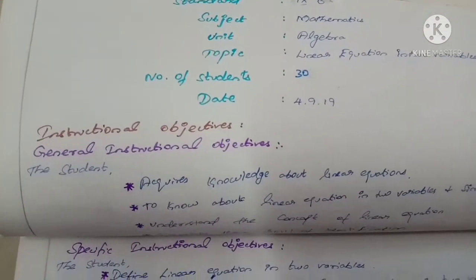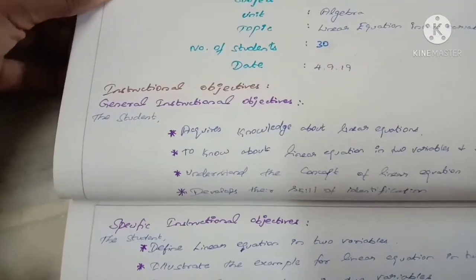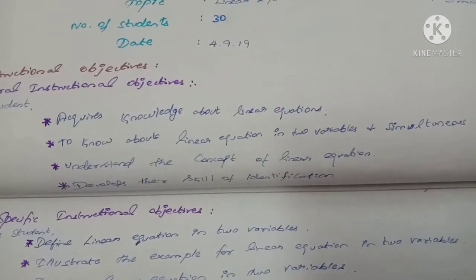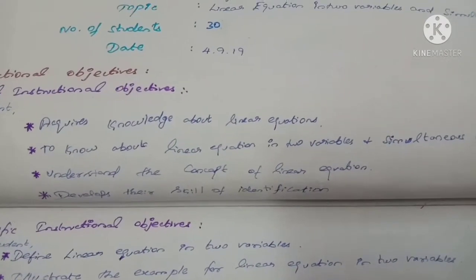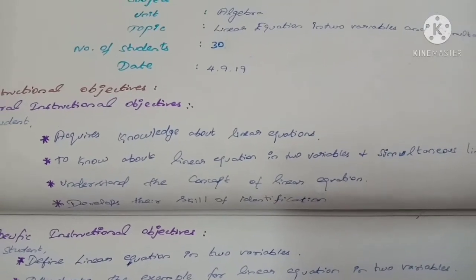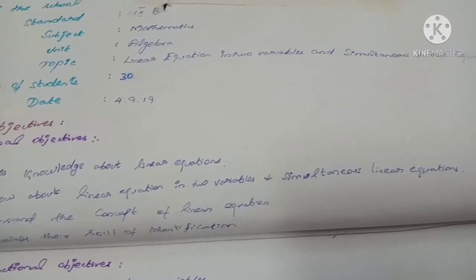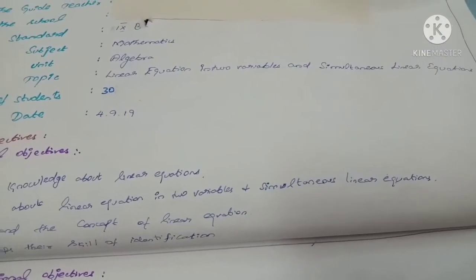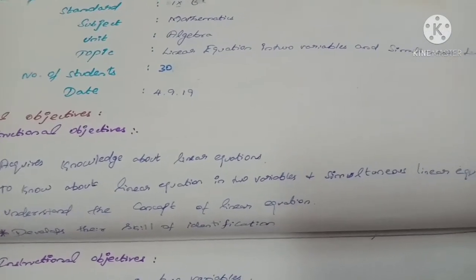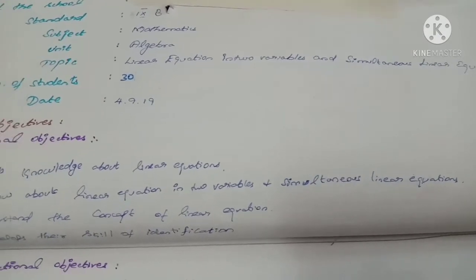Then first heading, instructional objectives. General instructional objectives. The student acquires knowledge about linear equations. To know about linear equation in two variables and simultaneous linear equations.